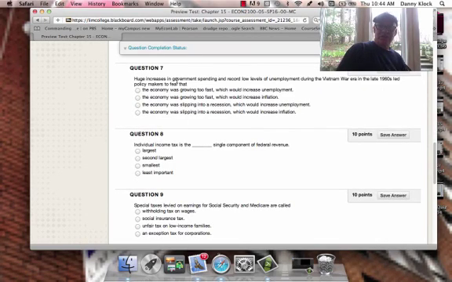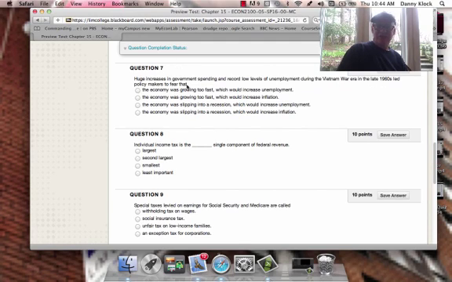Question 7. A huge increase in government spending and record low levels of unemployment during the Vietnam War. And this is true. This is a war where they actually cut taxes during the Vietnam War. The government spent a lot more money.